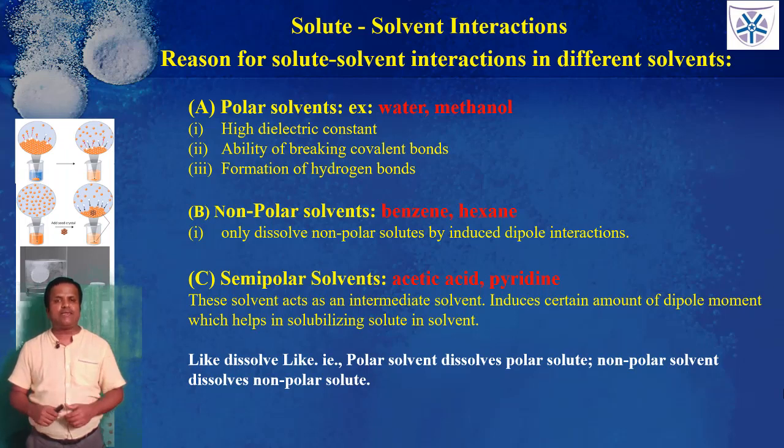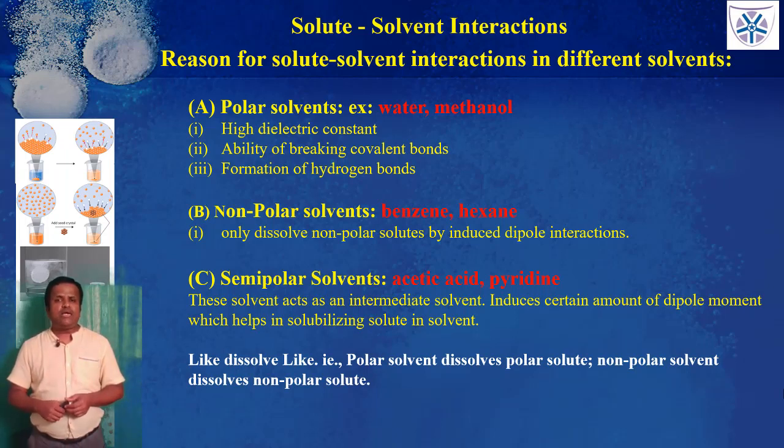The third category is semi-polar solvents. What are the semi-polar solvents? Examples, acetic acid, pyridine. These solvents act as an intermediate solvent and induce a slight amount of dipole moment, which helps in solubilizing the incoming solute molecule in the solvent. This comes under the semi-polar solvents.